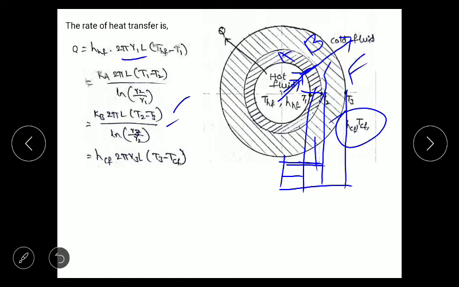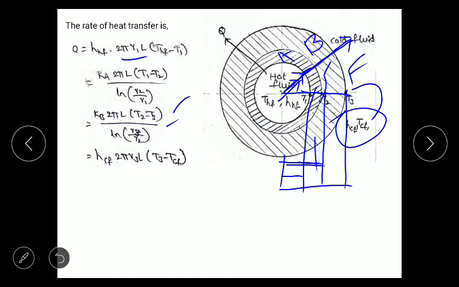So Q is equal to h_cf into 2 pi R3 into L, as up to this the radius is R3, L is the length, T3 minus T_cf, from T3 to T_cf for the heat transfer taking place. So h_cf into 2 pi R3 into L into T3 minus T_cf. So this is the rate of heat transfer, the same heat flowing from the center to the outer surface.